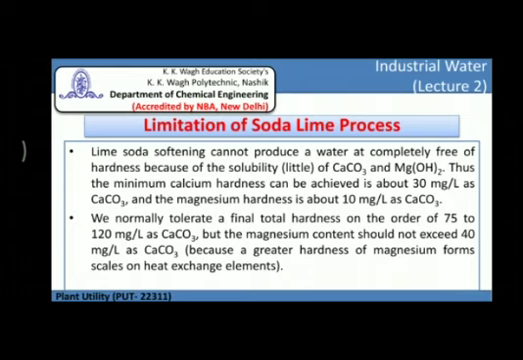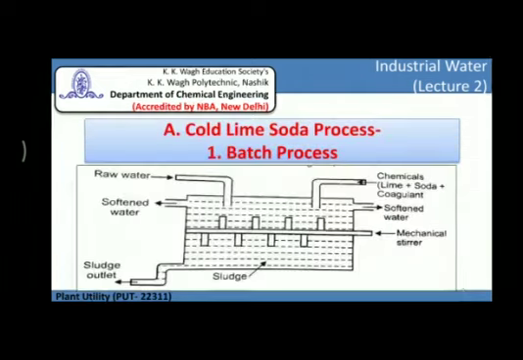We normally tolerate a final total hardness on the order of 75 to 120 ppm as CaCO3, but the magnesium content should not exceed 40 ppm as CaCO3, because a greater magnesium hardness forms scales on the heat exchanger elements or inside the boiler.